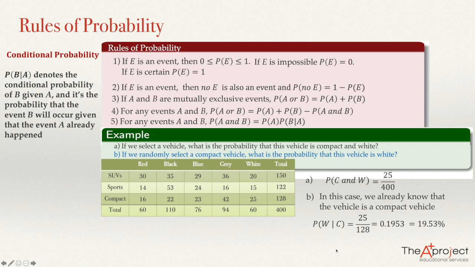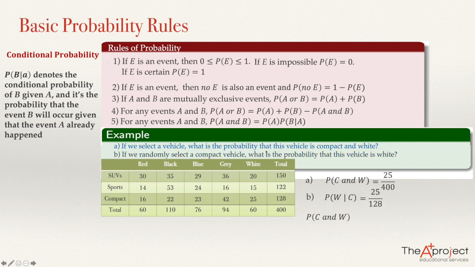If I am answering the first question again, and we want to find the probability that this vehicle is compact and white, and I want to use this formula just because I want to use it, then it will be the probability of the first one, the probability of being compact, times the probability of the second one given the first. So the probability that the vehicle is compact times the probability that the vehicle is white given that it is compact.